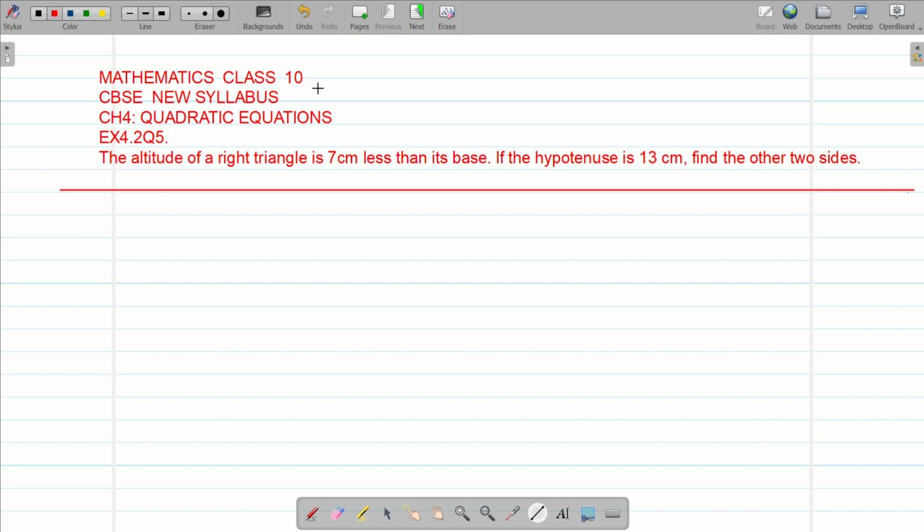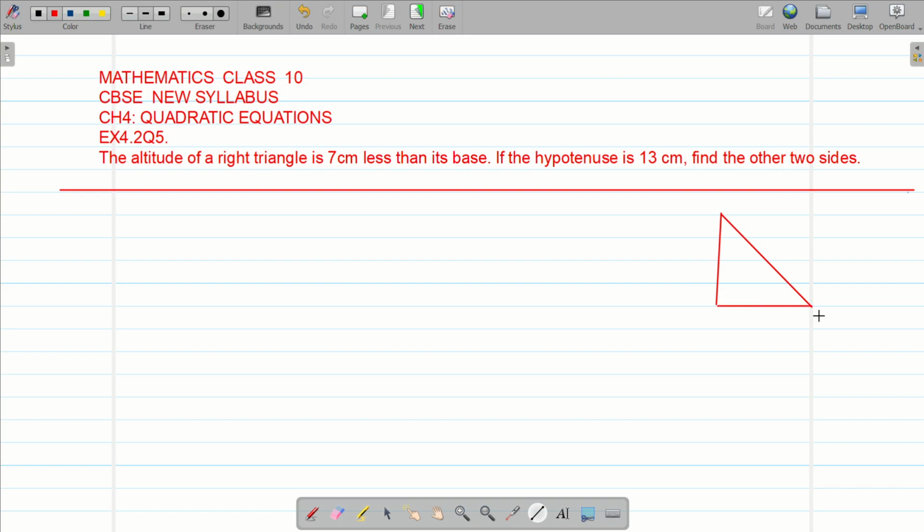Mathematics Class 10 CBSE New Syllabus, Chapter 4 Quadratic Equations, Exercise 4.2, Question number 5. The altitude of a right triangle is 7 centimeters less than its base.